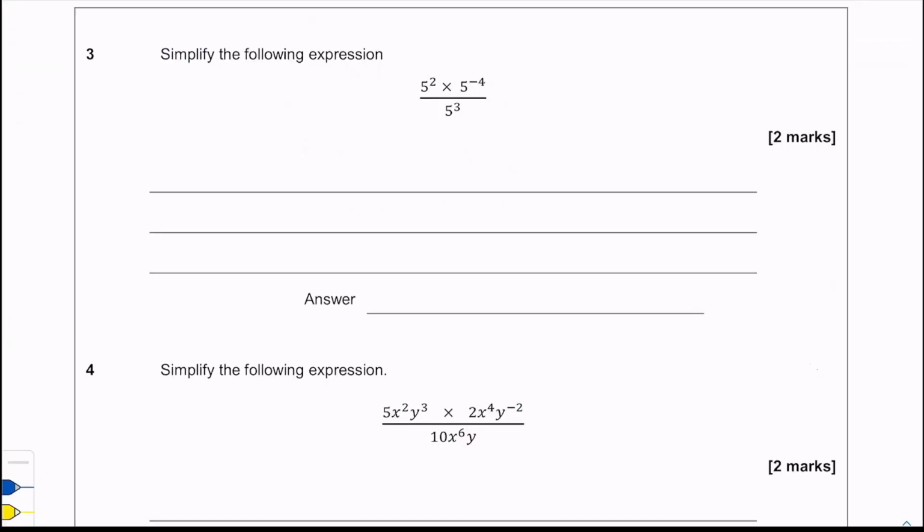Right then, question 3 says simplify the following expression. So we've got 5 squared multiplied by 5 raised to the power of negative 4, all divided by 5 to the power of 3. Let's start with our numerator.